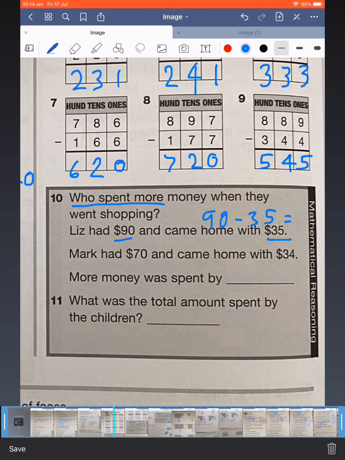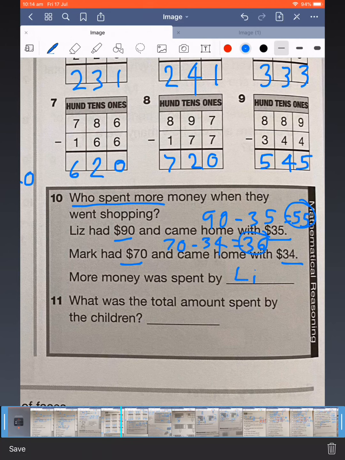So $55 she spent, and Mark with 70 and 34, so I'm going to go 70 minus 34 equals. I'm going to figure it out the same way. 34 to 40 is 6. Okay, so I have 6 in my ones column, and then I'm at 40 to 70. So that's 30. So he spent 36. So now looking at the question, who spent more? Liz with 55 or Mark with 36? That's right, it was Liz. More money was spent by Liz.